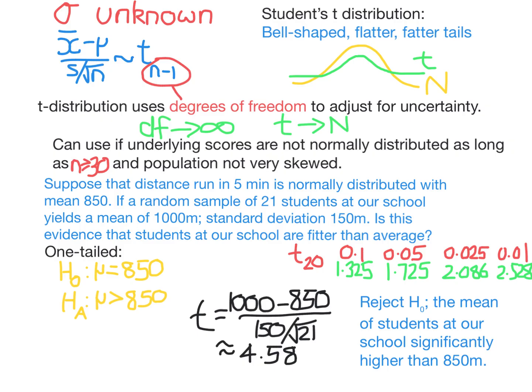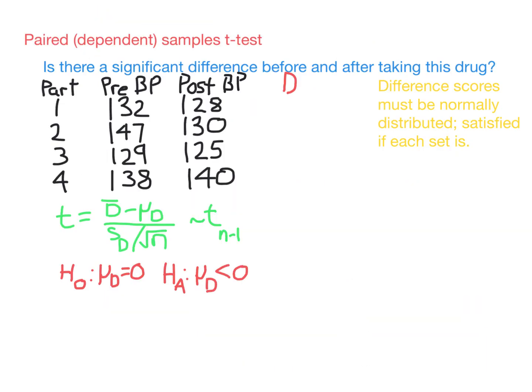All right, let's look at one last example. So now we're going to look at using the t-test for a paired or dependent samples t-test. So that is, as the name suggests, when the data comes in pairs. So here I've got an example where people took a blood pressure drug. This was their blood pressure before taking the drug and this after taking the drug. This is one person before and after, one person before and after. So each data point is paired.